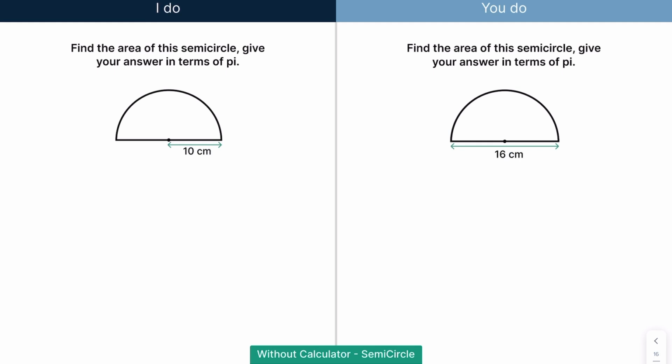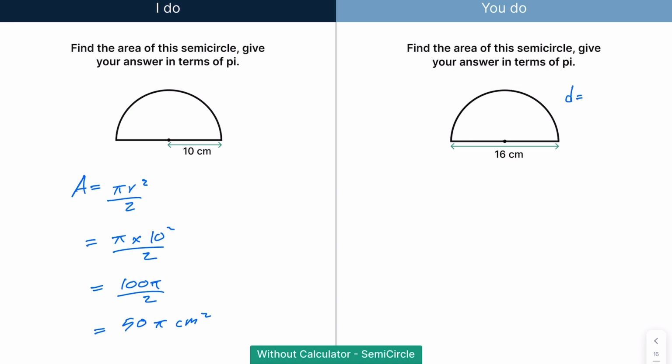Now we're looking at finding the area of a semicircle, leaving the answer in terms of pi. Now remember, the formula here is just pi r squared, and you divide the whole thing by 2 because it's half a circle. So pi times 10 squared divided by 2, which becomes 100 pi divided by 2, which can be written as 50 pi centimeters squared. Don't forget the units.